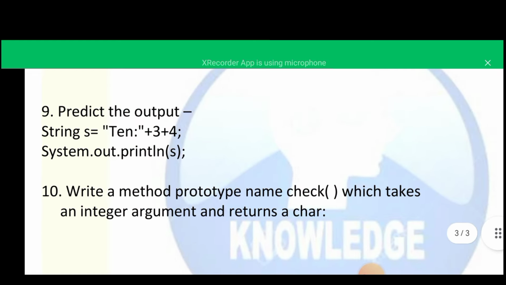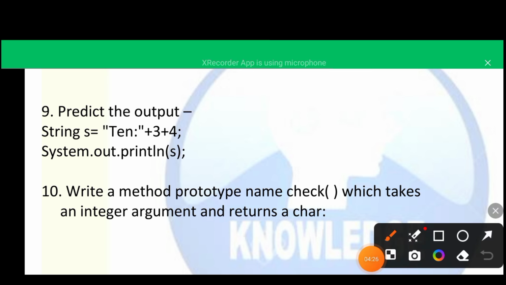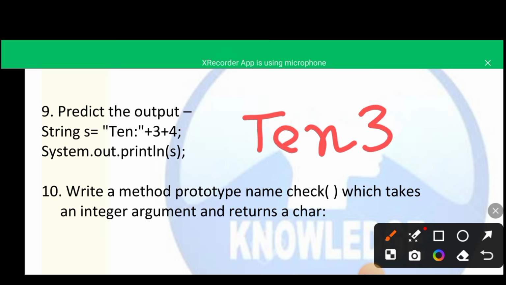Question number 9. Predict the output. String S = 10 + 3 + 4. So this is very important, and children make mistakes frequently in this kind of question. So here what will happen? Just after a string value, two numbers are there. So what will happen? These numbers will be concatenated. In the place of addition, they will be concatenated. So the output will be 1034. It's not like 107. It will be what? 1034, because first there is a string there, so the upcoming numbers will also be concatenated in the place of addition.